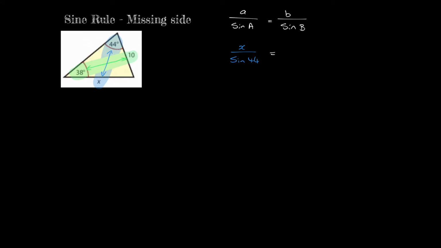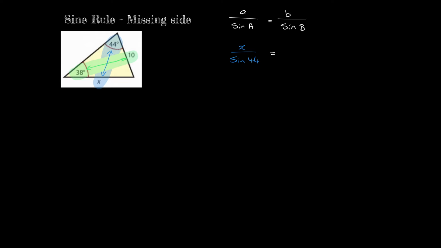It doesn't matter which one you put as a, as long as you make sure that it corresponds to the opposite side. So if you put 10 as a, then you have to make sure that the angle for a is 38. It doesn't have to be on the left. I typically keep it on the left, but if you wanted to, you could put it on the right. Okay. So that's the first fraction done.